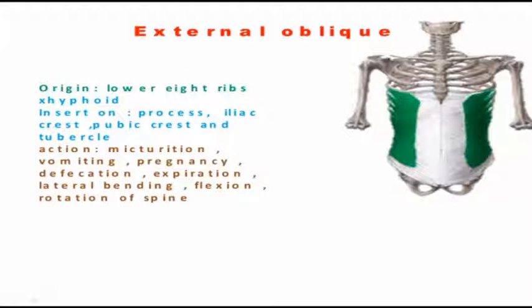Its main function, when it contracts on one side or laterally, is to give lateral bending, or when they contract bilaterally, it gives spinal anterior flexion. It also helps in micturition, like peeing, and vomiting, and in pregnancy, when the labor pressure is given by the external oblique muscles, internal oblique muscles, and the transversalis muscles. Okay, so it also helps in defecation and expiration.